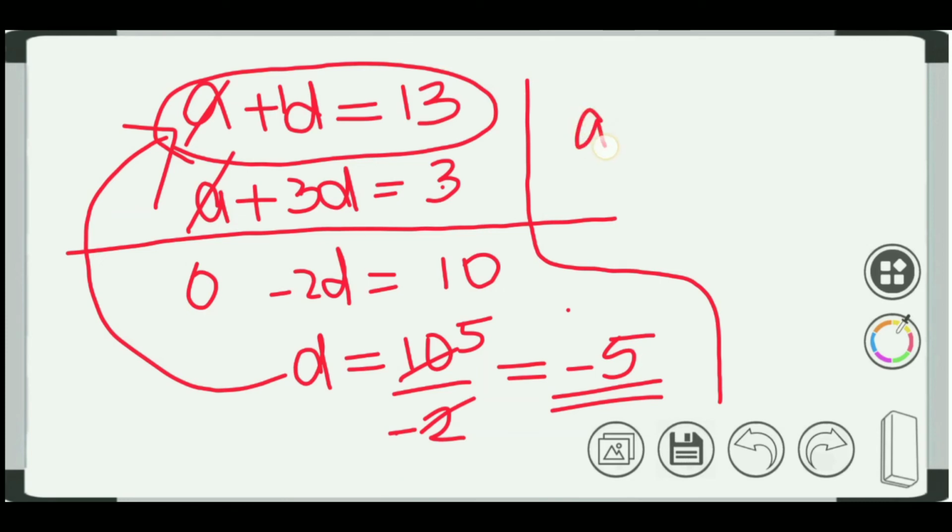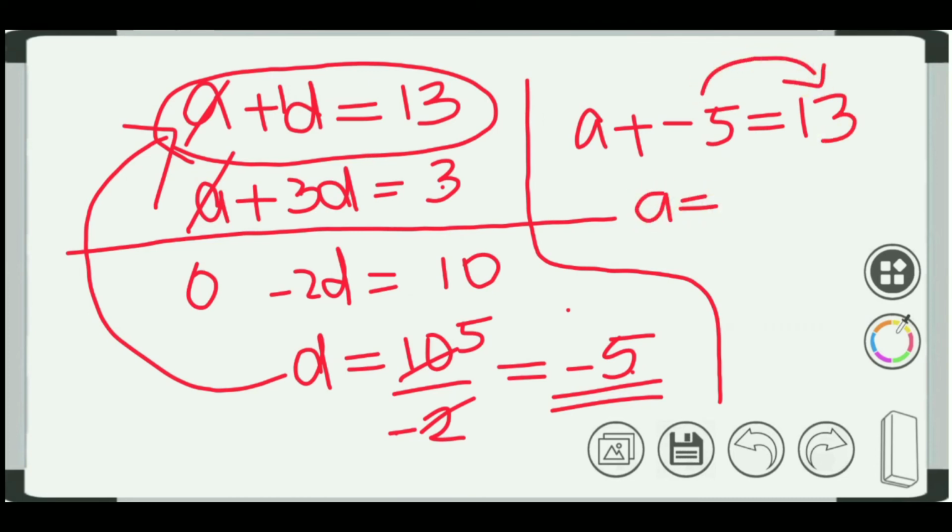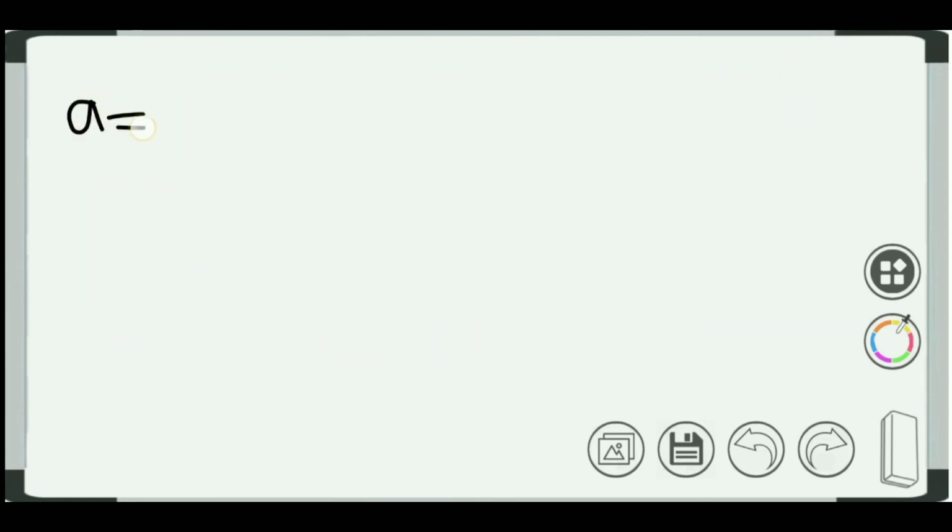A plus D minus 5 equal to 13. A equal to, this minus 5 will go this side and it will become plus 5. 13 plus 5 equal to 18. So I got the value of A as 18, value of D as minus 5. Now you see, A is equal to 18, D is equal to minus 5.